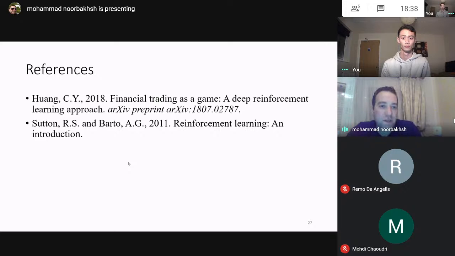So these are the references. This is the financial trading as a game paper, and also Reinforcement Learning: An Introduction, a book by Sutton, which is the most famous book in reinforcement learning, and it's freely available on the internet.